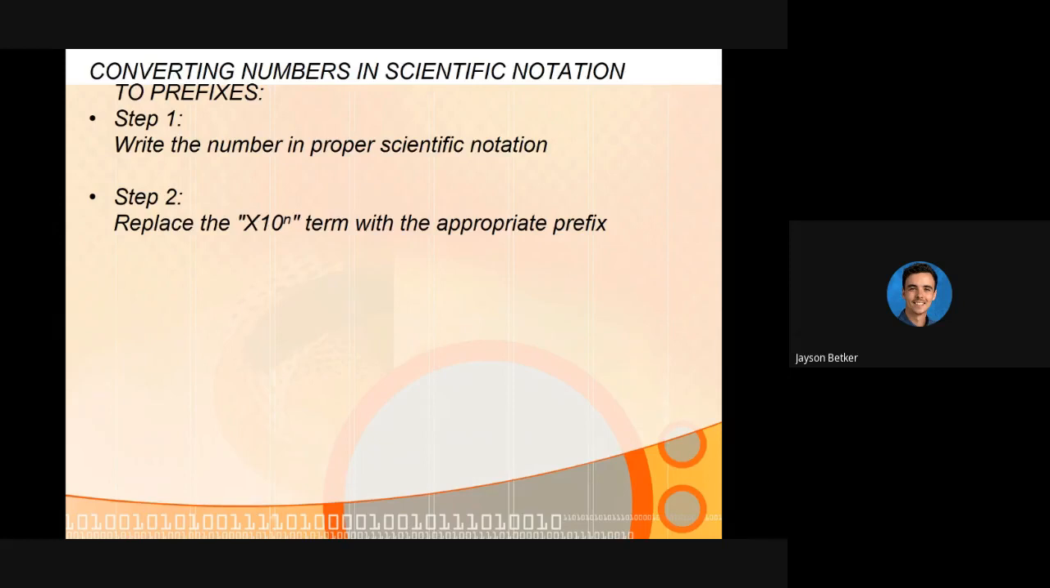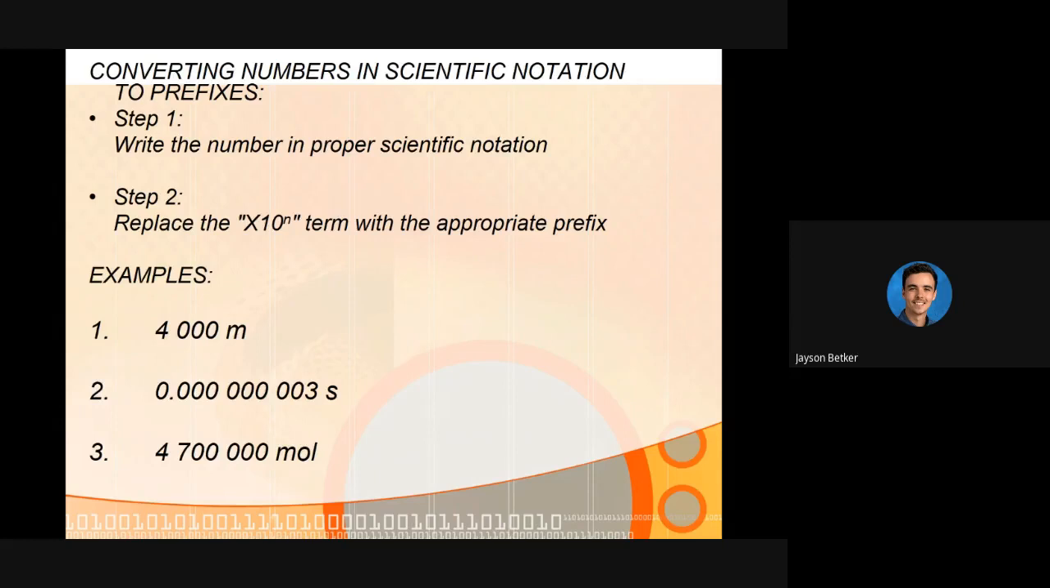So on your sheet, you're going to have these little x times 10 to the n terms, and you're also going to have a prefix associated with that. What you need to do is take that x times 10 to the n term and replace it with the appropriate prefix.